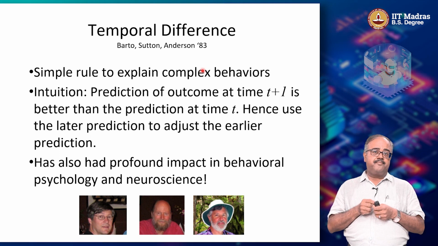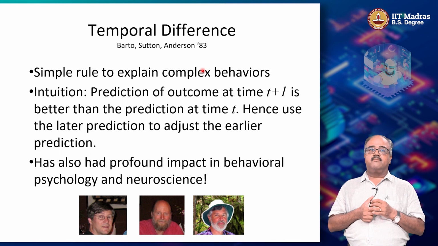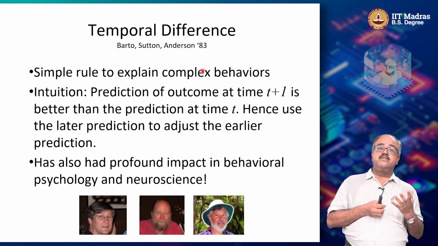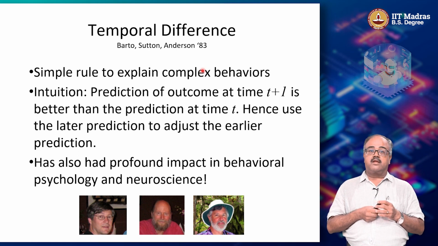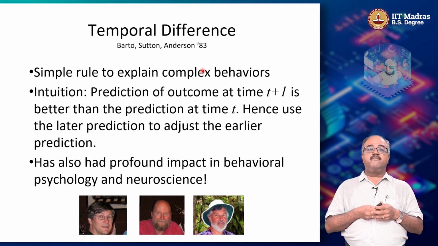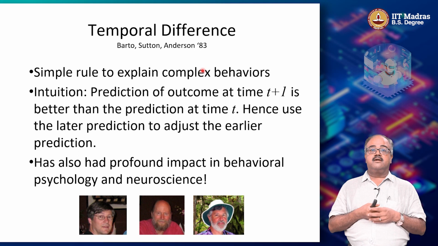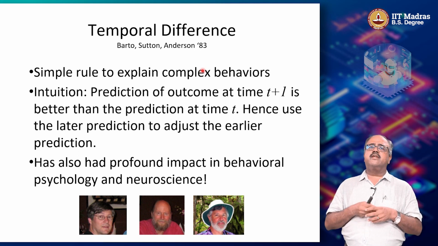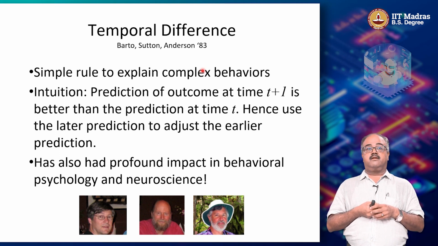This very simple idea, right, that you can use the difference in the predicted outcome between two successive instances of time, right, actually was able to explain many complicated conditioning behaviors. We looked at behavioral conditioning, very simple conditioning with Pavlov's dog earlier, right? But there are many more such complex conditioned behaviors that are observed in animals and humans, right? And so temporal difference turns out to be a very intuitive and in some sense simple model that's able to explain many of those complicated behavioral phenomena, right?